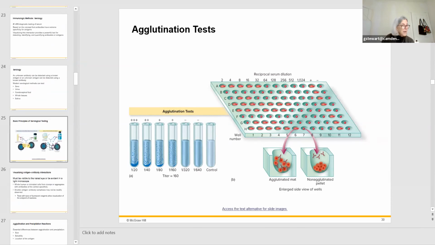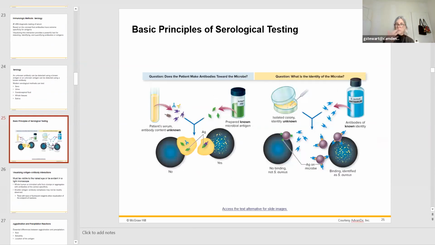Now, the other main advantage of serological testing, and partly what makes it so powerful, is not only the specificity and the sensitivity, but you as the scientist, you can use the test sometimes in two different ways. You can ask the question, does the patient have immunoglobulin toward the bacteria? Or you can ask, what bacteria is this? Depending on what tools you have available or what tools you can make in your laboratory.